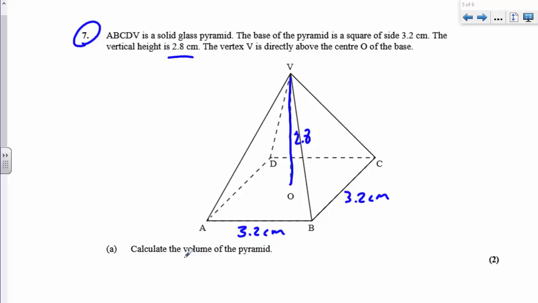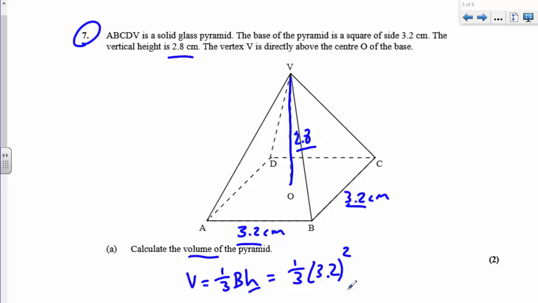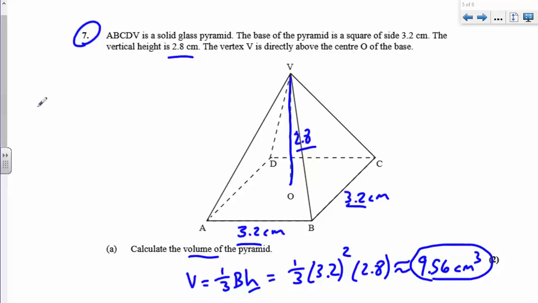So we got that. It says calculate the volume of the pyramid. No worries. Volume is 1/3 the area of the base times the height of the pyramid. So it's 1/3 times the area of the base, 3.2 times 3.2, so 3.2 all squared, times the height, which is 2.8, says so in the question. If you use your calculator, this should be 9.56, and that will be in cubic centimeters. That's the answer for that. It's a volume after all, so cubic centimeters.